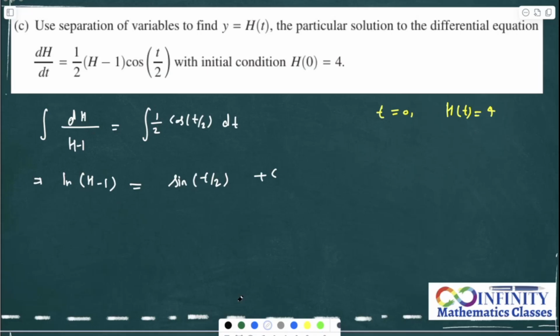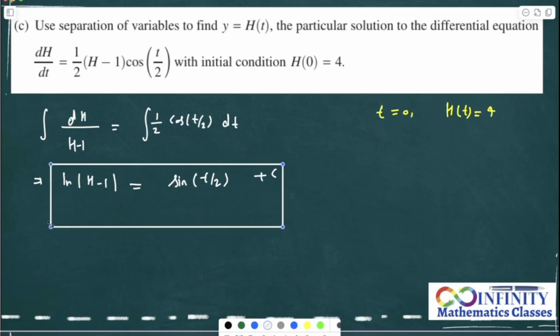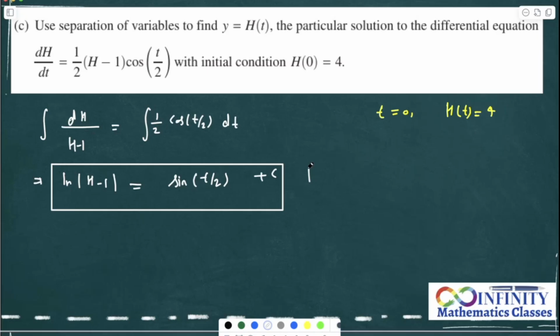Perfectly okay. And if you wish, you can put the mode there, but I don't think it is required. But yes, you can put the mode. This is going to be the solution. I need to find the value of c. For this, I will use the condition given to you at time t equals 0. H was 4. So you just plug the values here. Ln of 4 minus 1 is going to be 2 sine 0. Sine 0 is 0 for you. The value of c is going to be ln 3.